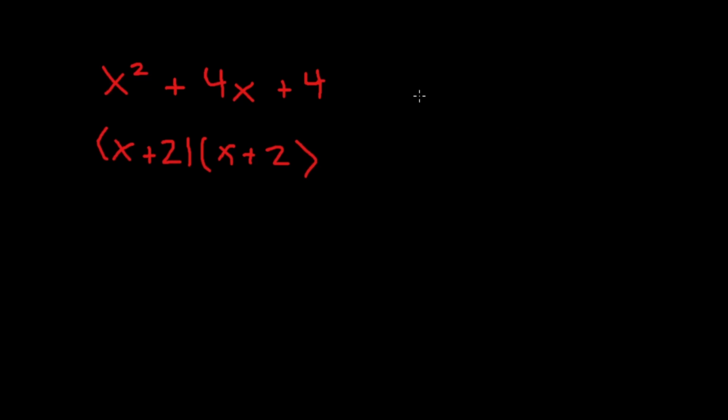So we got x plus 2 times x plus 2. And again, just to really drive in the point I'm trying to make, I'm going to multiply x plus 2 by x plus 2 again. Now, it may seem like I'm wasting your time. Just trust the process. Trust the process. X times x is x squared. X times 2 is 2x.